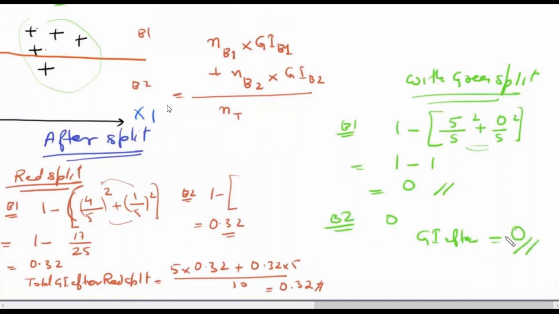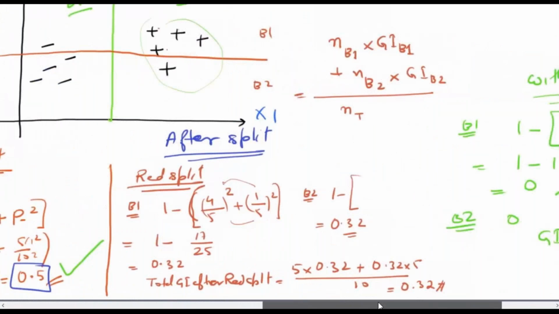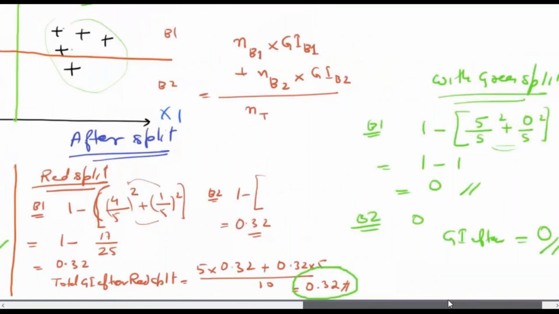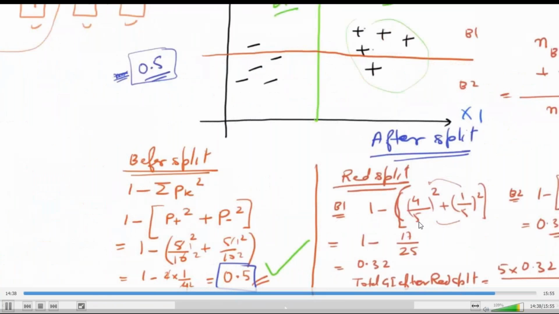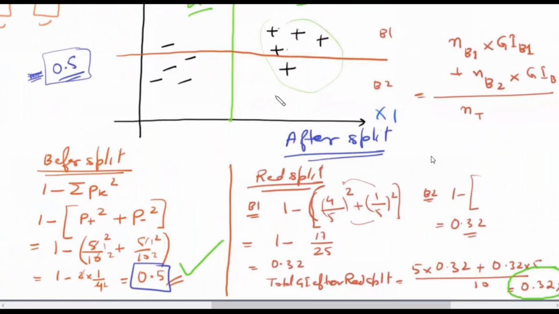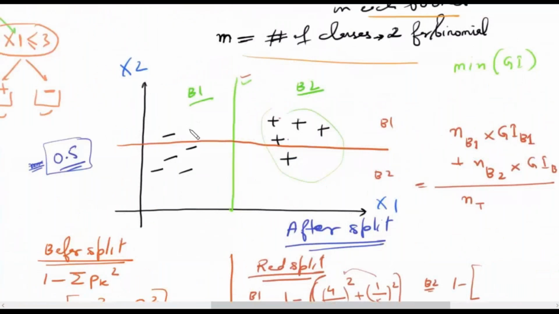Now what do we see? We see that we started with a Gini index of 0.5 and the red split gave us a Gini index of 0.32, which is less but not the least, and the green split gave us a Gini index of exactly 0. So this means that the Gini index cannot go below this. This is the purest form. You can see it is the purest form. We have entirely split our labels into pluses and minuses. So this is as pure as it can be, and the Gini index for that is 0.